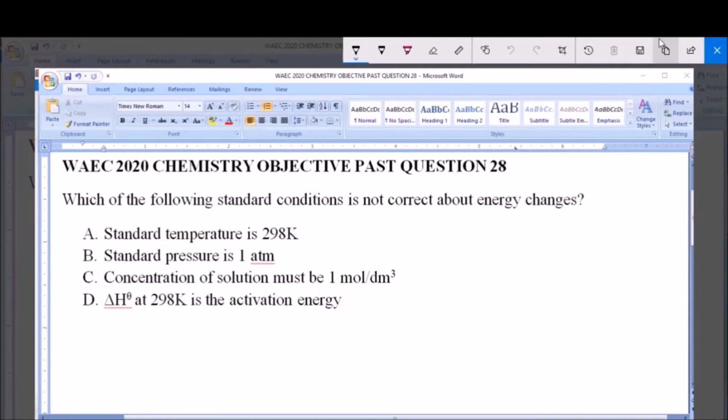So this is basically discussing standard conditions of thermodynamics.